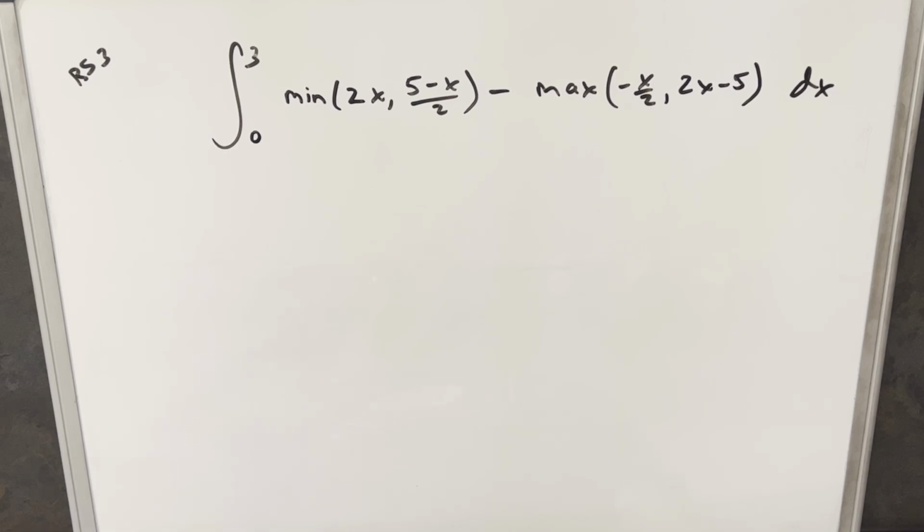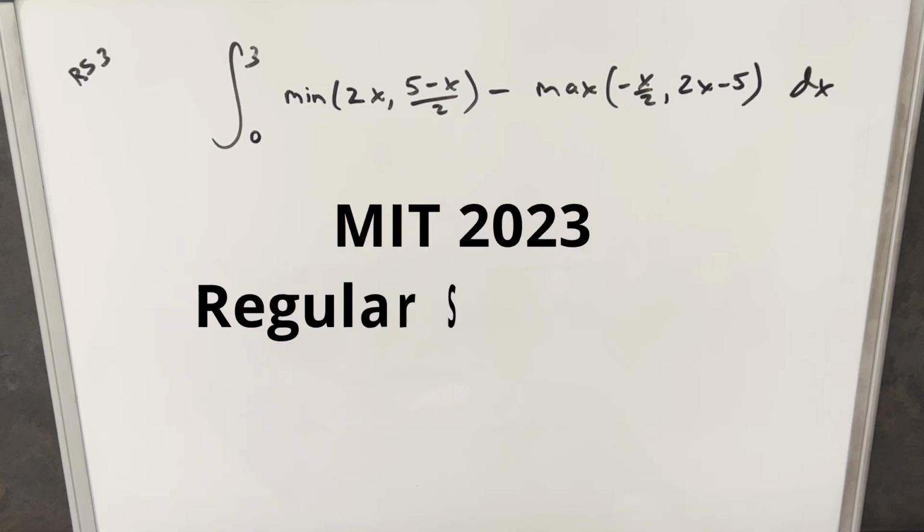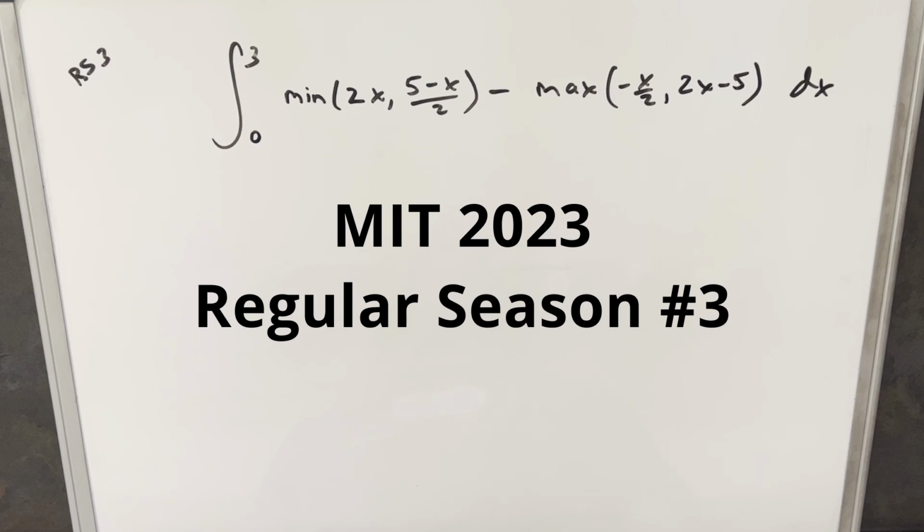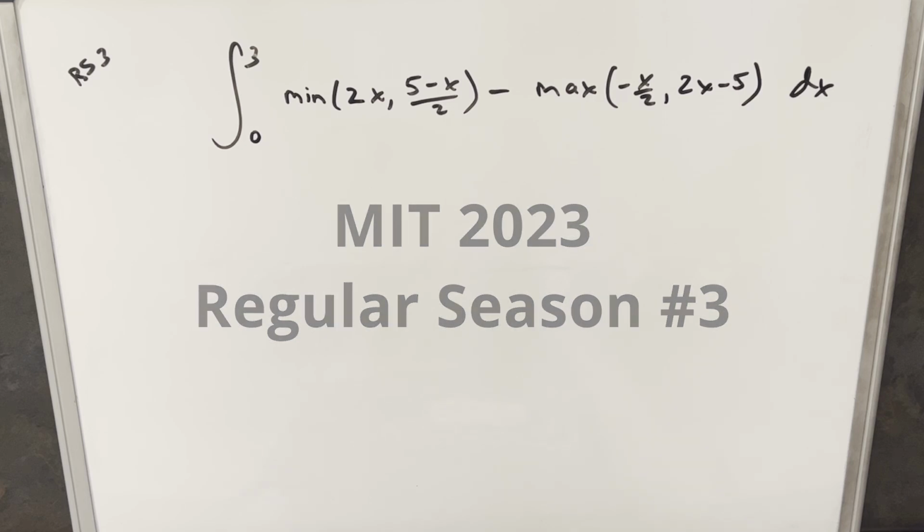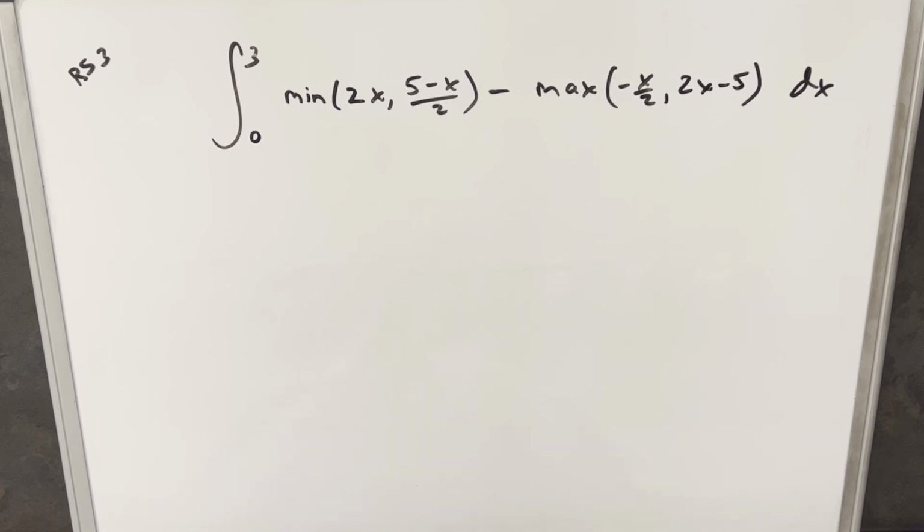Hey, we have another integral here today from the MIT Integration Bee 2023. This was regular season problem number 3. We have the integral from 0 to 3 of the min of 2x and (5 minus x) over 2, minus the max of minus x over 2 and 2x minus 5, dx. Okay, interesting problem here with the min and the max function.